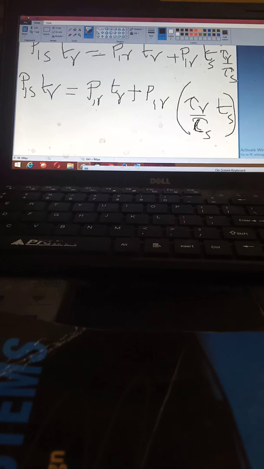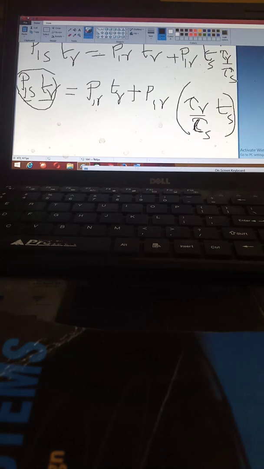Now what is this P1S into T? P1 means it's a power loss, no? Power into time is what? Energy. So what is the left hand side term? This is the total loss of energy in each cycle of intermittent load. This represents this.